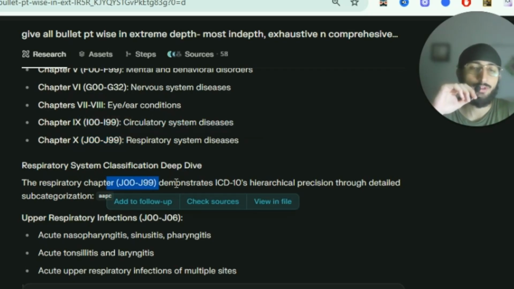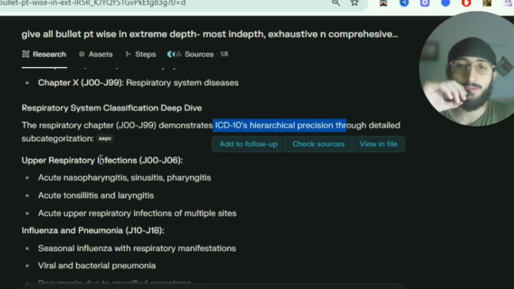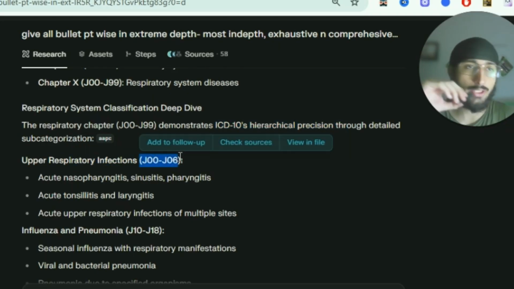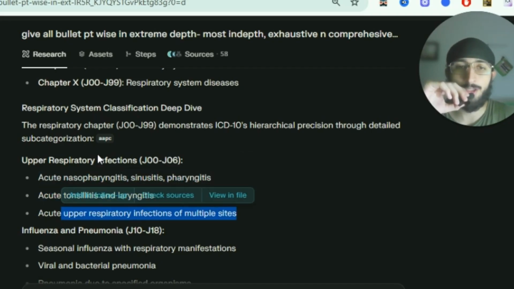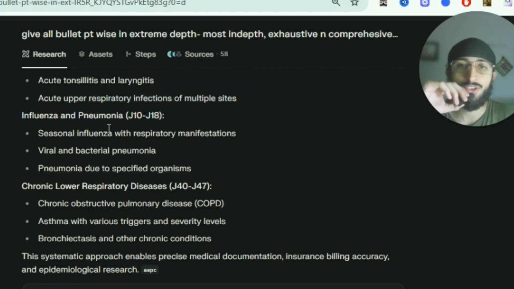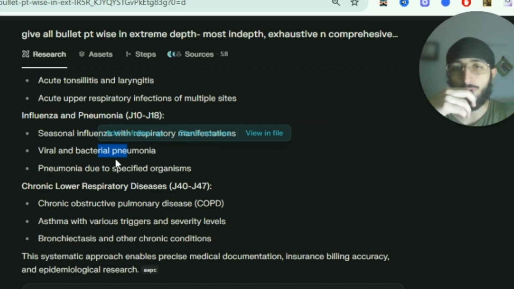This is the respiratory chapter, which demonstrates ICD-10's hierarchical precision through detailed subcategorization. Right, the respiratory infections, J00 to J06. We have acute nasopharyngitis, sinusitis, pharyngitis, acute tonsillitis, and laryngitis. Acute upper respiratory infections of multiple sites. Then influenza and pneumonia, J10 to J18. Seasonal influenza with respiratory manifestations, viral and bacterial pneumonia, pneumonia due to specified organisms.